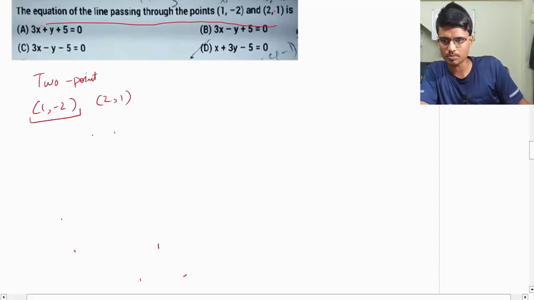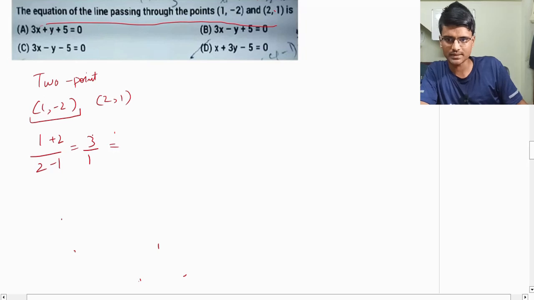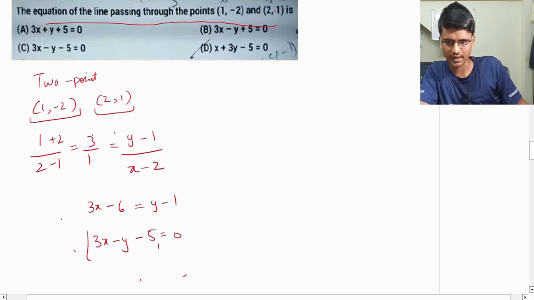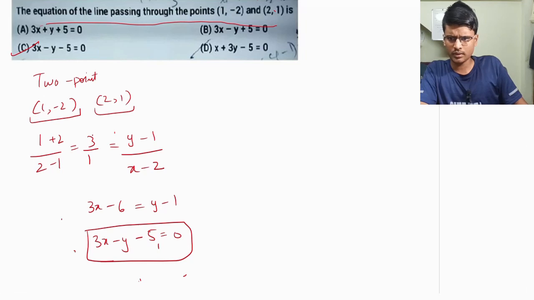Okay, first we'll find the slope. 1 plus 2, 2 minus 1, which is nothing but 3 by 1. Then I'll apply the standard thing. I'll pick this point, y minus 1 by x minus 2. So 3x minus 6, y minus 1. Okay, so 3x minus y minus 5 equal to 0. So the correct answer is this thing, 3x minus y minus 5 equal to 0. Answer option C. So this is how you solve it. Okay, moving on.